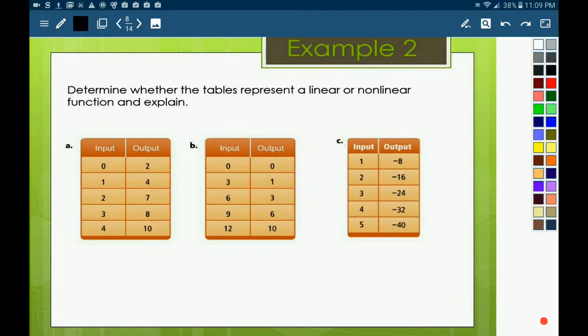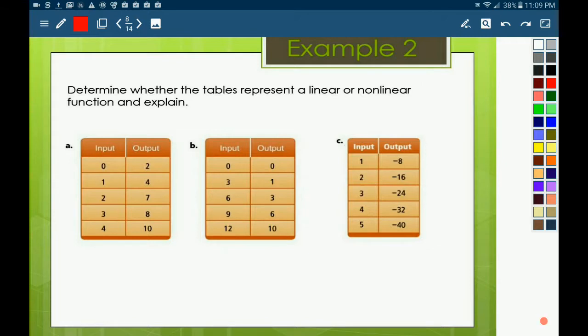It says determine whether the tables represent a linear or nonlinear function and explain. So we're going to use the same type of logic that I used in the key concept slide, where we just look at the changes in the inputs and the changes in the outputs. So let's take a look at the first one.